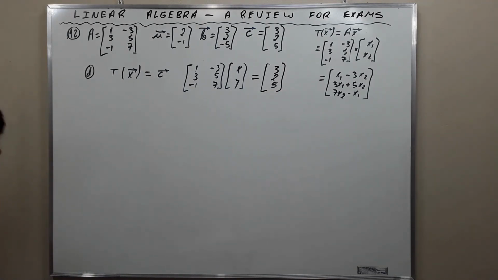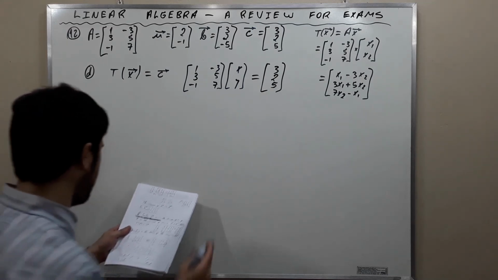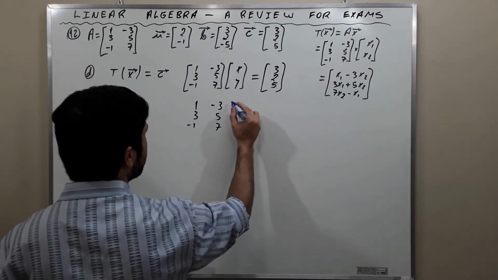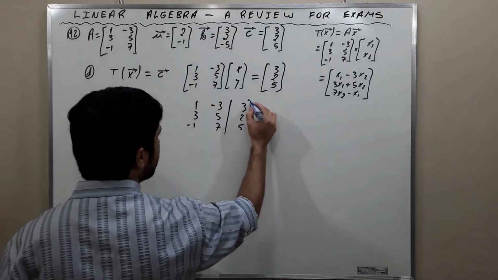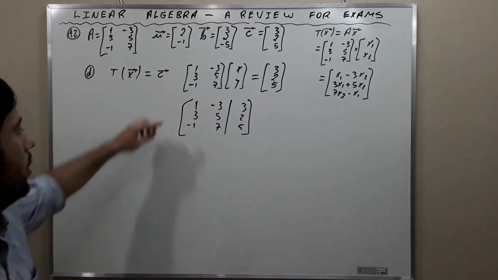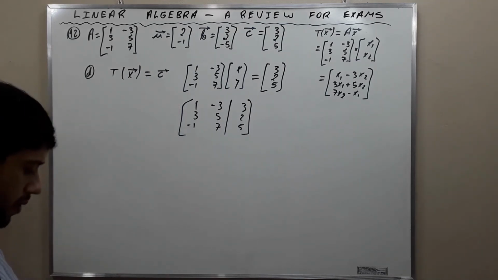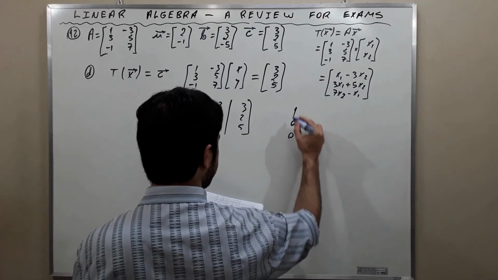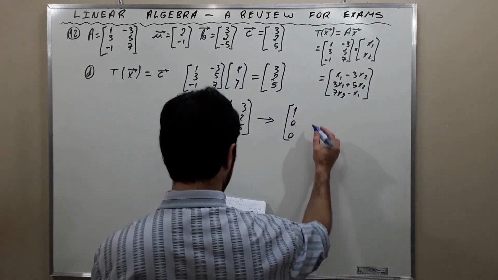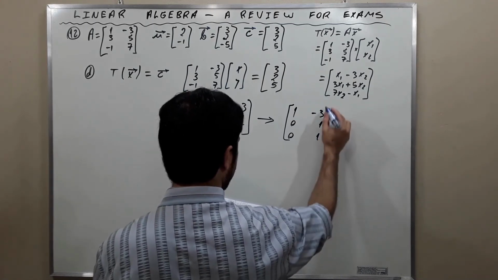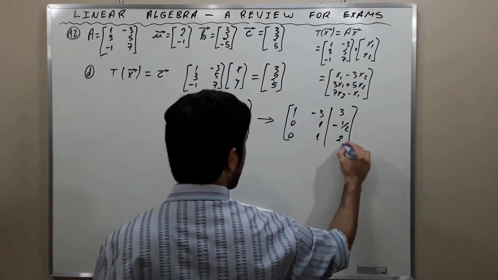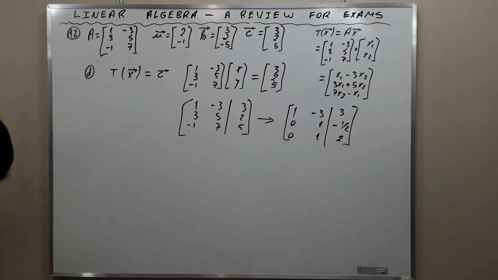Okay, operating on the rows of the augmented matrix, this is the augmented matrix, and if we operate on the rows of the augmented matrix, we find this here. We find this. And what does it mean?